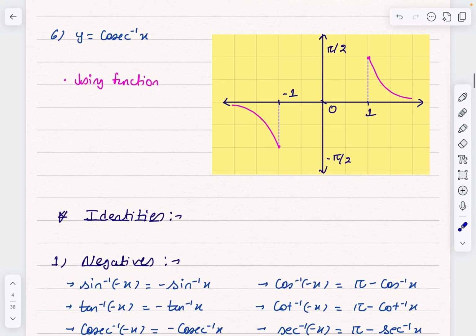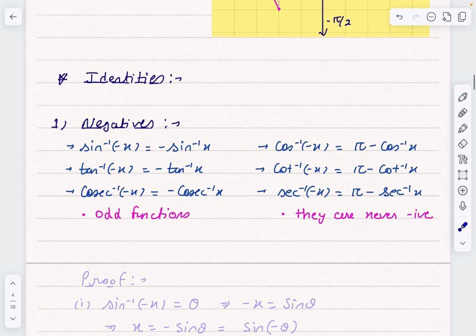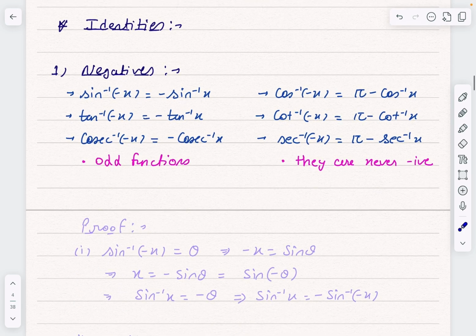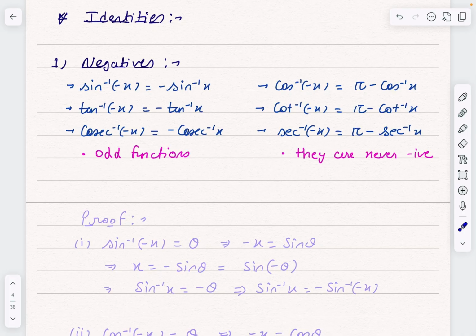Next. Now those identities, we'll discuss some of the things which are always true for them. First, negative signs. How do we handle negatives here? Sine inverse of minus x will be minus sine inverse x. Tan inverse of minus x will be minus tan inverse x. Cosecant inverse of minus x is minus cosecant inverse x. You can see they are odd functions.